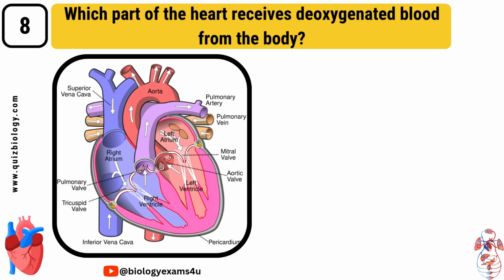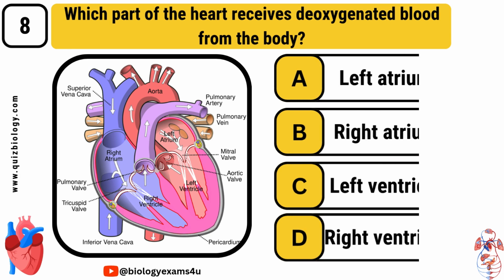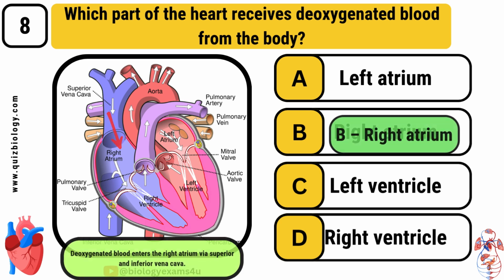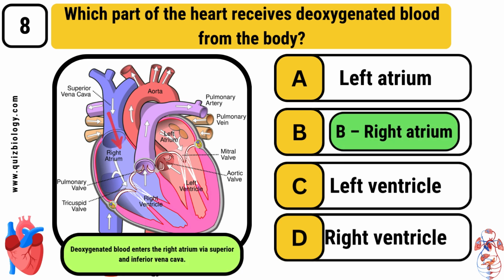Which part of the heart receives deoxygenated blood from the body? Left atrium, left ventricle, right ventricle. Deoxygenated blood enters the right atrium via superior and inferior vena cava as you see here.